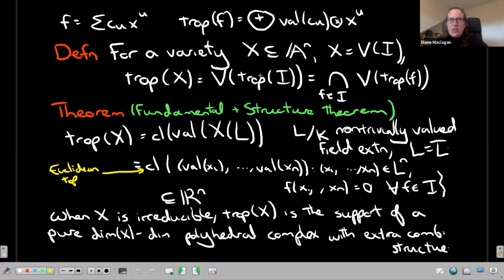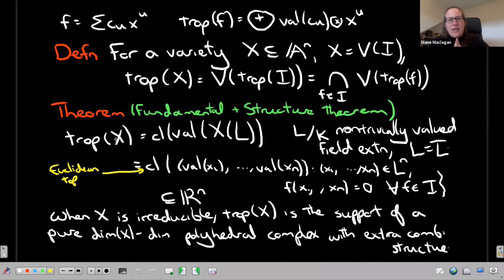The tropicalization of X is then just: I tropicalize the ideal and take the variety in the way I told you. Equivalently, it's the intersection of these tropical hypersurfaces. I tropicalize the polynomial, take the locus where the minimum is achieved twice, and I intersect that. Okay, so I've combined two theorems on one slide here, the fundamental and structure theorems, so there are two parts.